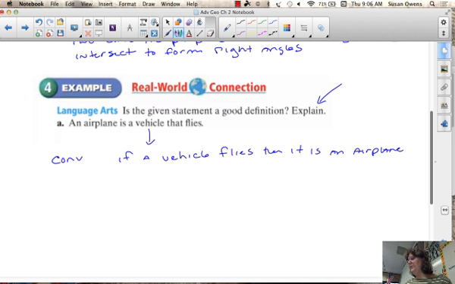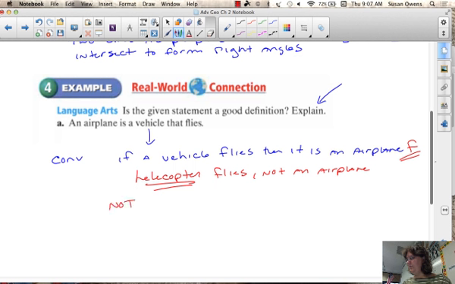And once I say that, hopefully you recognize that, no, wait, this is a false converse, which means this isn't reversible. As long as I can pick one vehicle that flies that is not an airplane, like a helicopter, then this is not a true statement. And so what I can say is this is not reversible. A helicopter flies, but it's not an airplane. So this is not a good definition.